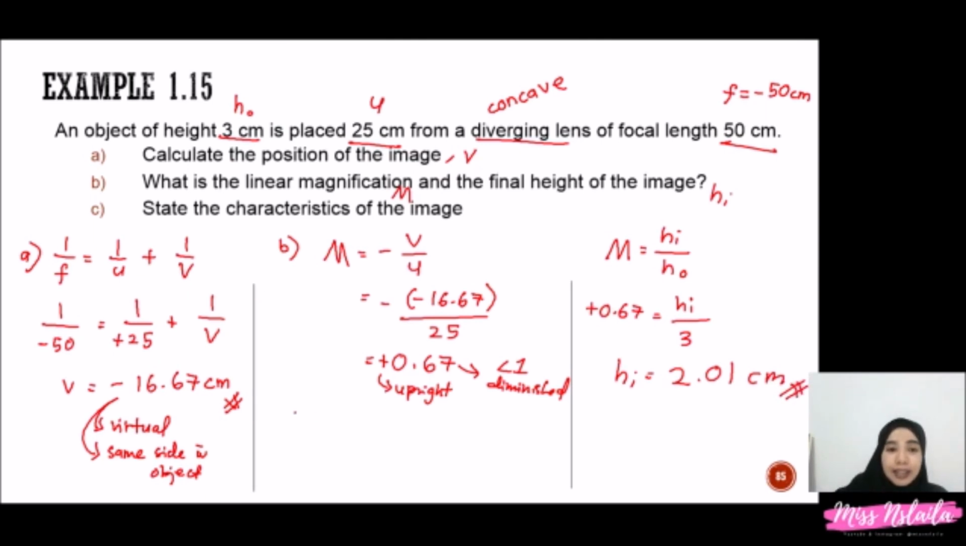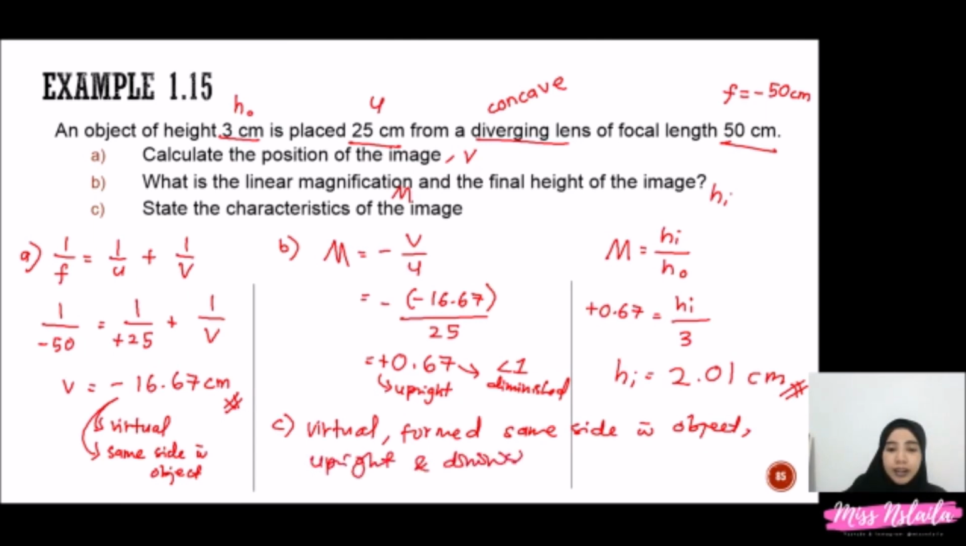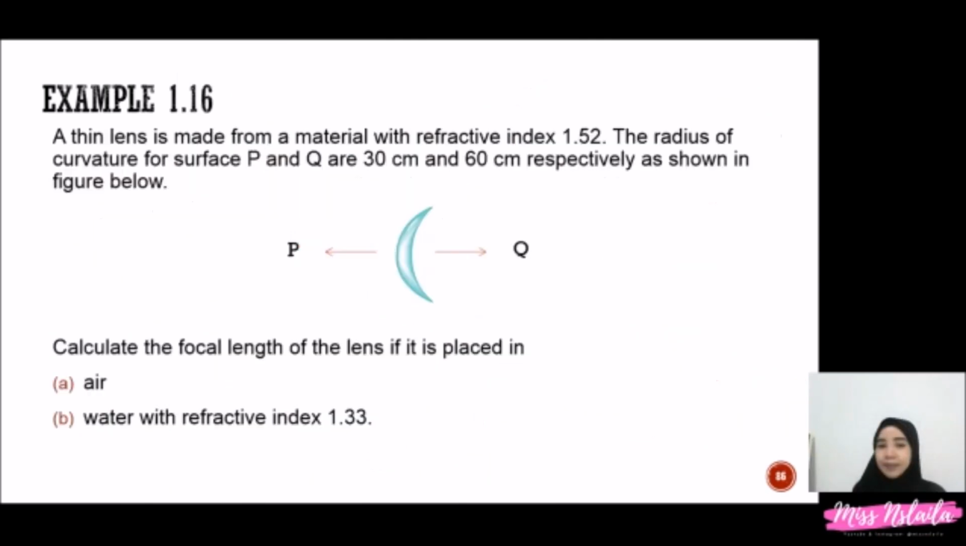Now for question C, state the characteristics of the image. We can refer to all these answers. First, the image is virtual, formed on the same side as the object, upright, and diminished. That's easy, right? Now, let's proceed to the next question.